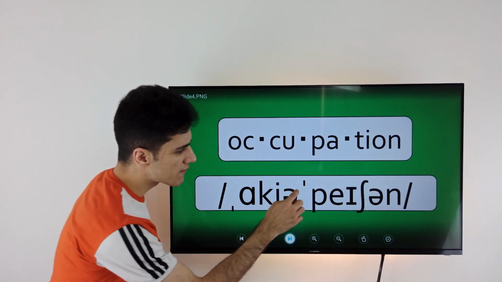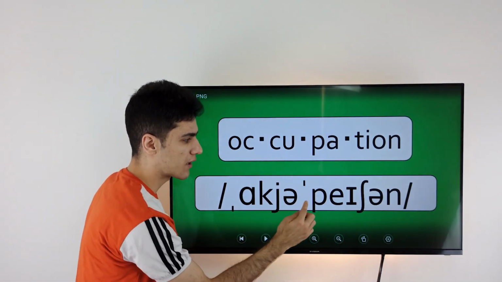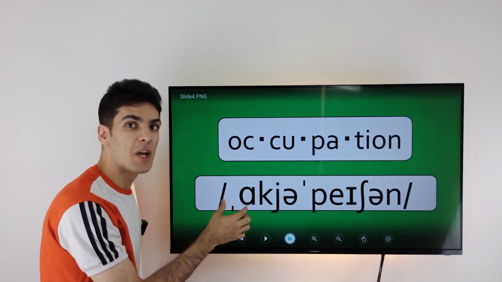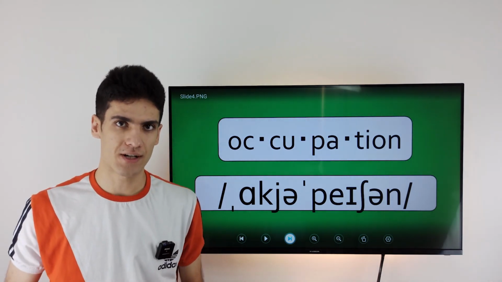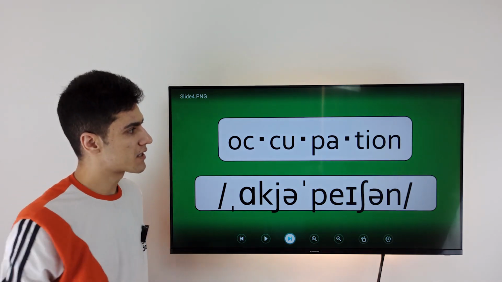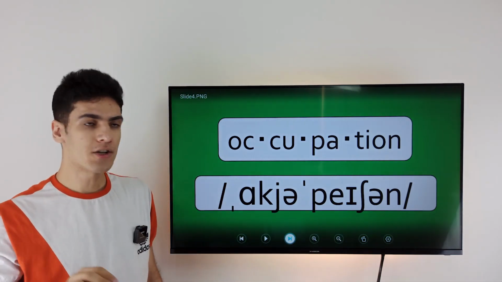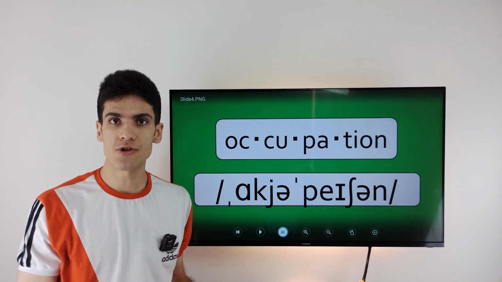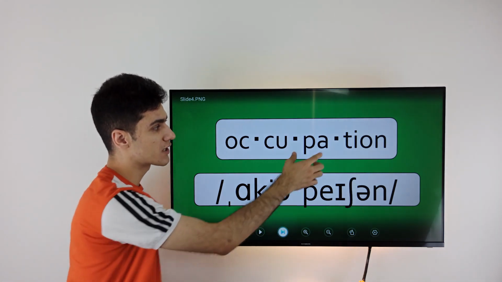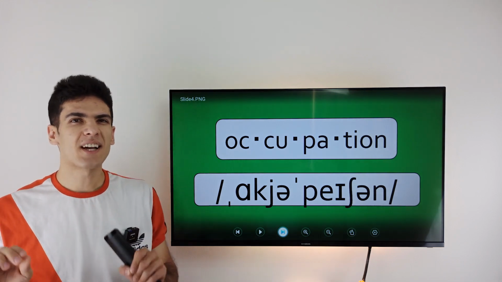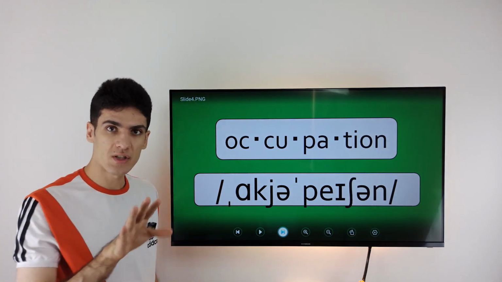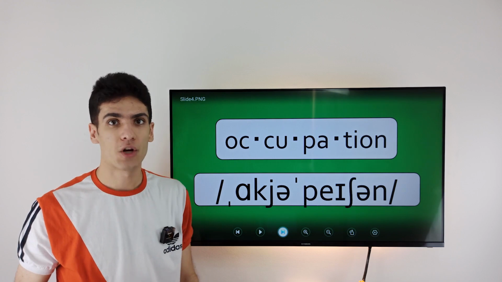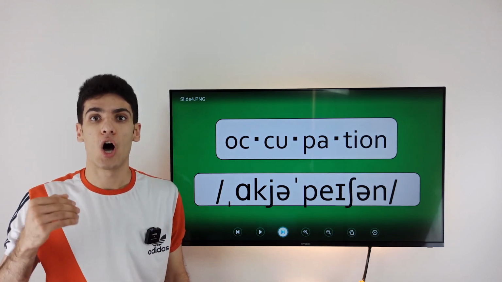Occupation. The short vertical mark above the line represents the primary stress, while the short vertical mark below the line shows the secondary stress. So the primary stress falls on the 3rd syllable. The secondary stress falls on the 1st syllable. When you say the word occupation, you should emphasize the 3rd syllable the most, but there is a slight emphasis on the 1st syllable as well. But it's not as strong as the 3rd syllable, the primary stress. So it is occupation.